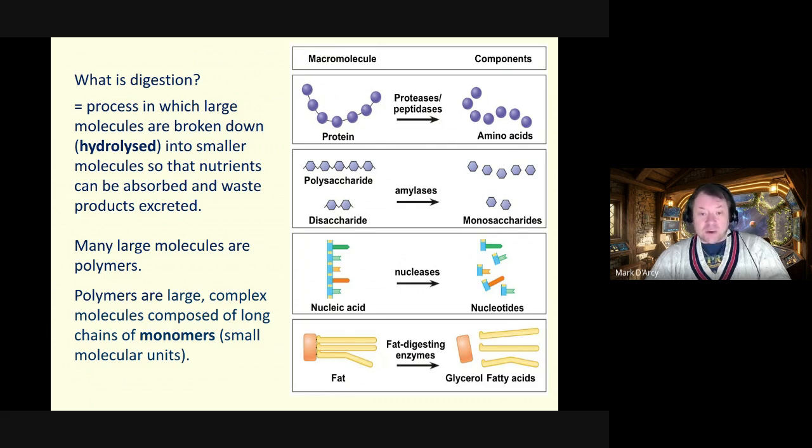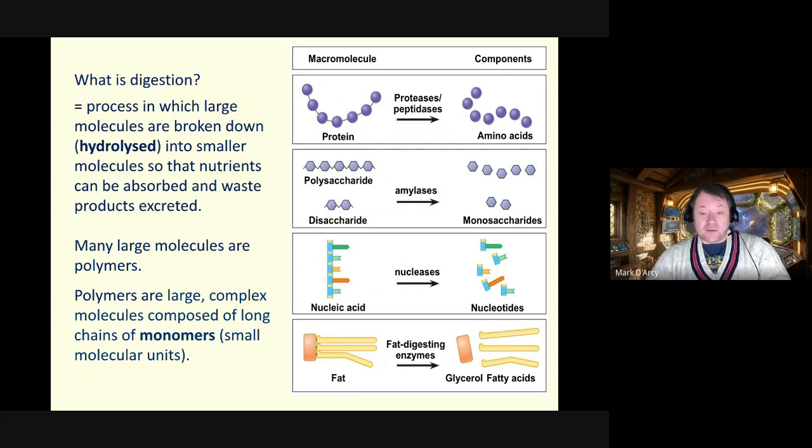The enzymes that break down protein are proteases and peptidases. They hydrolyze those bonds, which basically means adding water. Polysaccharides, such as starch and glycogen, are broken down by amylases and carbohydrases into monosaccharides, so single sugars, such as glucose. Nucleic acids are broken down by nucleases into nucleotides, nucleotide being a phosphate, a sugar, and a nitrogenous base.